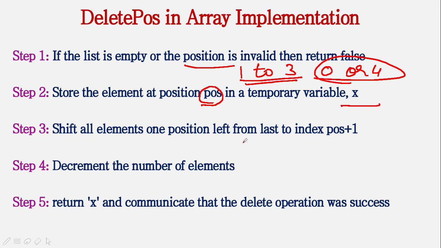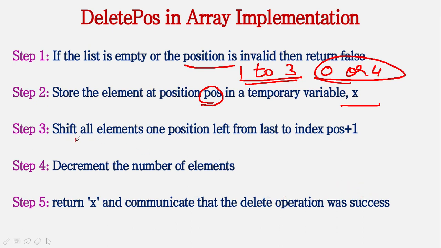We have to do this, right? Then only the element will be removed. And then you are going to decrement the number of elements, because one element has been removed. Then you have to return the value of X, as well as communicate that the delete operation was successful. You have to do both, right?